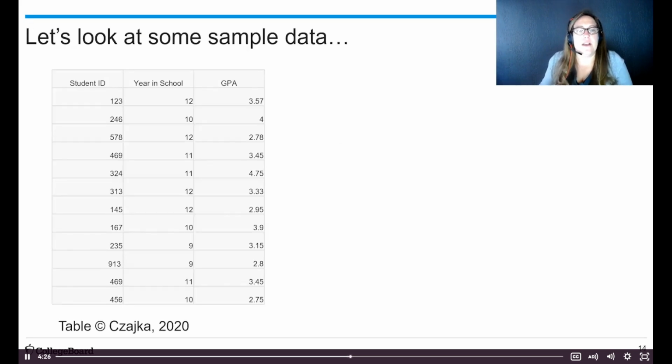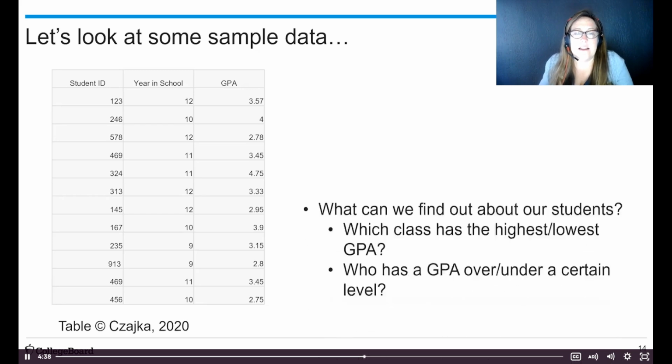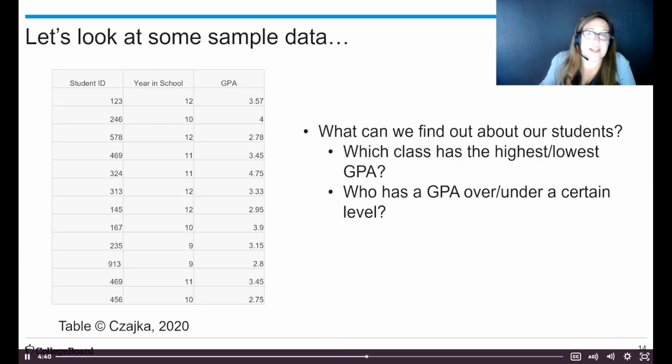Here's an example. I have some student IDs here with years in school and GPAs. Well, what can I find out about my students? What kind of insights might I be able to do if I were to analyze this data? Well, I might find out which class is the highest or lowest GPA. Or I might even find out who has a GPA over or under a certain level to see who might qualify for certain programs or opportunities. This can be really useful in all different scenarios.